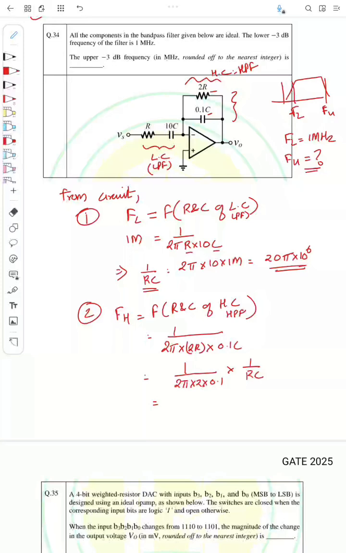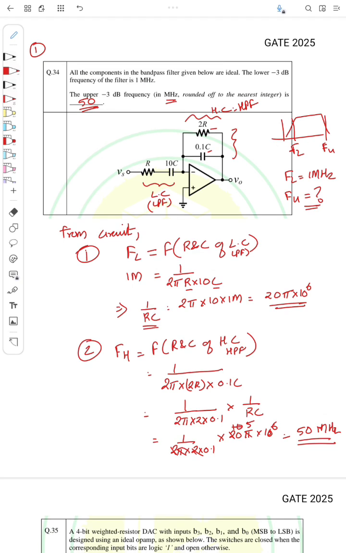So I will get 1 by 2 pi into 2 into 0.1 into 20 pi into 10 power 6. Okay, so this 2 I can cancel, it will be 10, this pi I can cancel, 2 will go 5 times, and 5 by 0.1 is 50 megahertz. The question asks to write in megahertz, that's why. So the answer is 50. Fine. Yeah, so that was the first question.